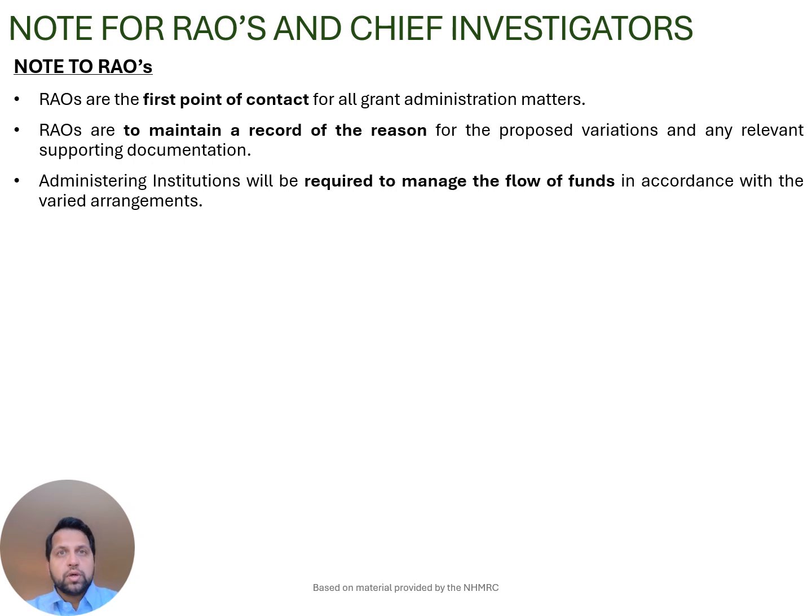The RAOs of the administering institutions are required to manage the flow of funds in accordance with the varied arrangements. For example, if the grant is extended, the administering institution itself is responsible for managing the movement of money or the changes that have occurred due to the variation that was approved. It's the RAO's responsibility to manage that.